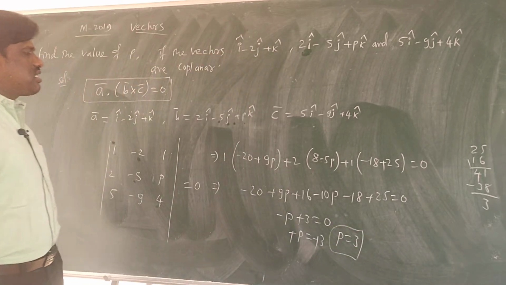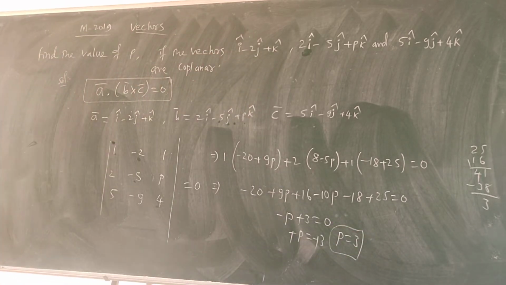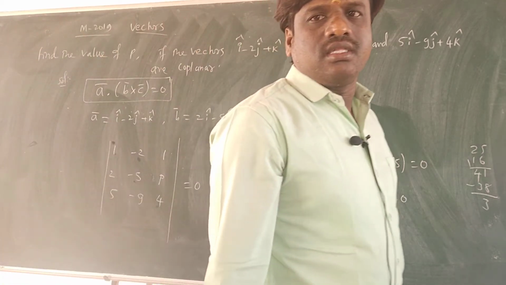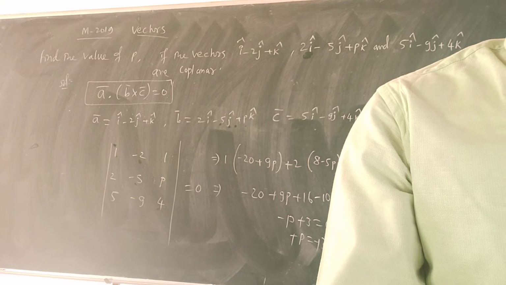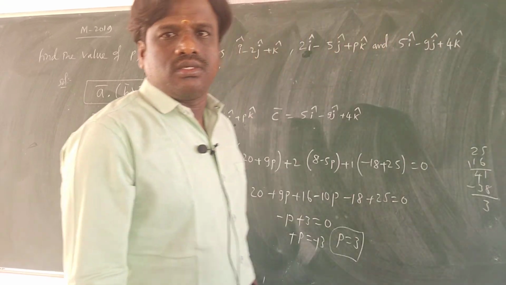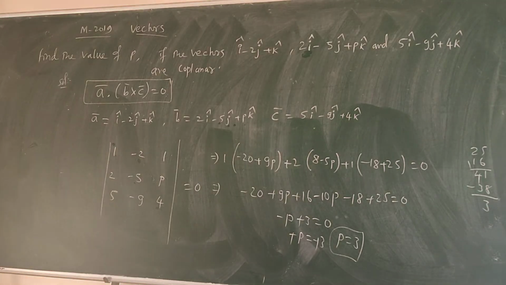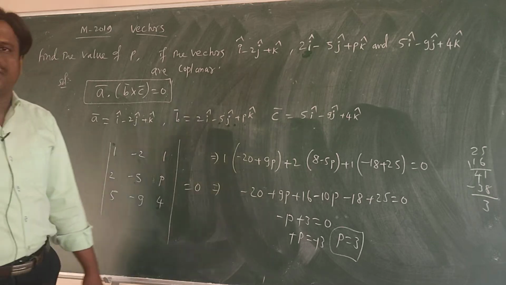Whenever a question comes like that, where the vectors are coplanar and you have to find the value of something, just use this formula and get the answer. Just use this box method, and you get the answer.